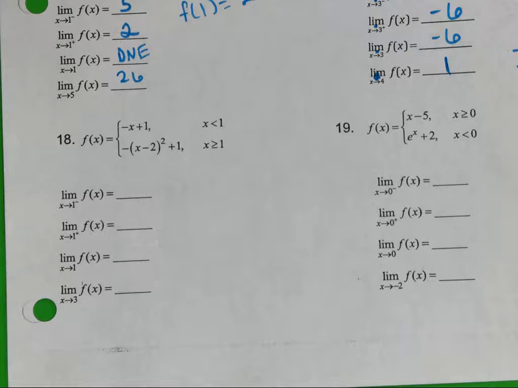Because these are true piecewise: 16, 18, 19. 17 is not a piecewise, that's just a weird one. So 16, 18, 19, piecewise. Okay, so let's look at this.